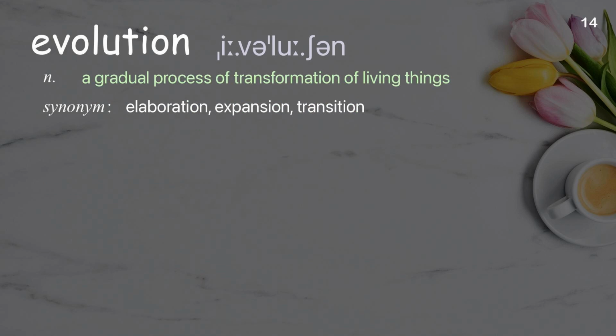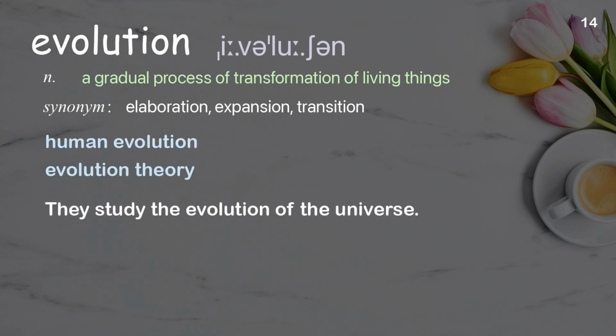Evolution. A gradual process of transformation of living things. Examples: human evolution, evolution theory. They study the evolution of the universe.